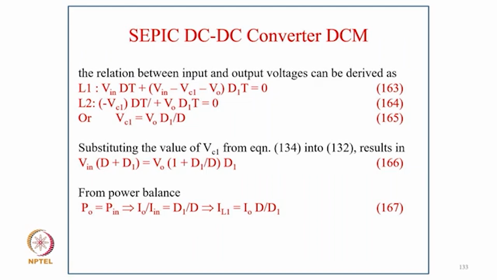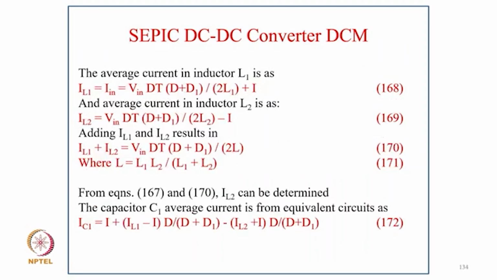Now coming to the operation of the SEPIC converter in discontinuous conduction mode, the relation between input and output voltage can be derived as: across L1, Vin DT plus (Vin minus VC1 minus VO) D1 T equals 0, and across L2, minus VC1 DT plus VO D1 T equals 0, from which we get VC1 equal to VO D1 upon D. Substituting the value of VC1 results in Vin (D plus D1) equal to VO (1 plus D1) upon D times D1. From power balance, we have PO equal to Pin, IO upon Iin equal to D1 upon D, and IL1 equal to IO D upon D1.